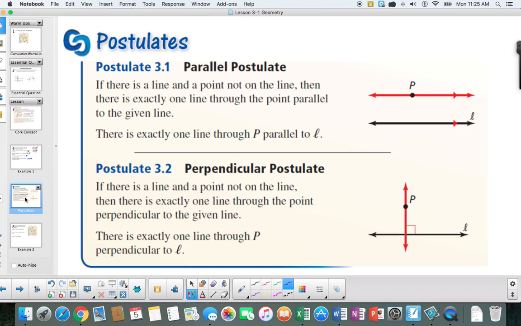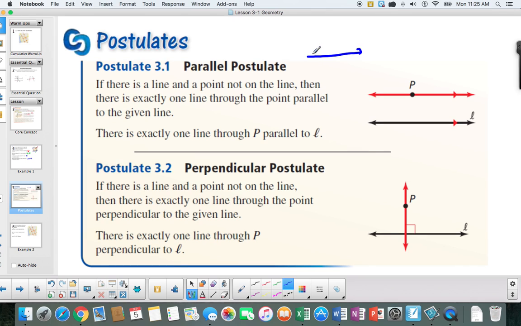Okay, the parallel postulate says that given a line and a point, there exists a line going through point P that will be parallel to the given line. The perpendicular postulate says this: if you have a line and a point, then there's going to be a line going through this point, exactly one, that will be perpendicular to the given line.